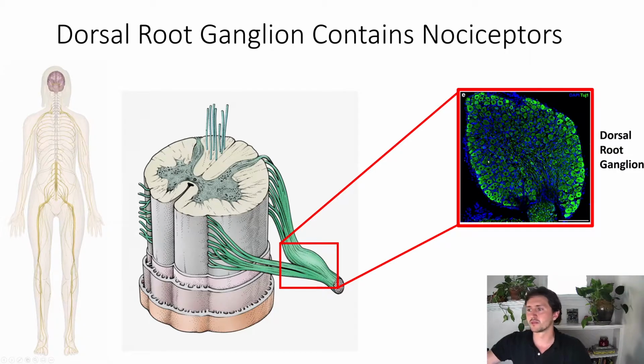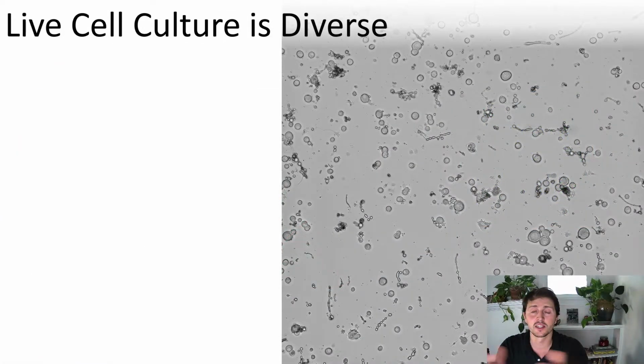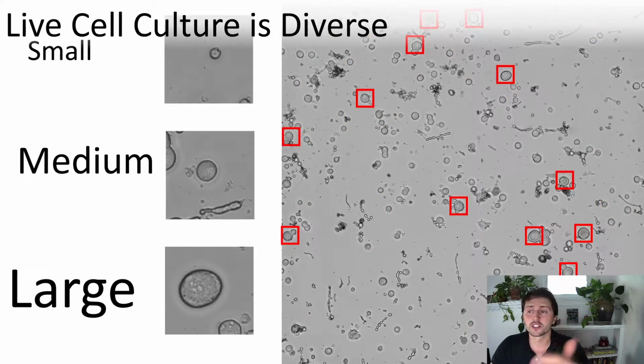Right here, I'm showing you a cross-section of the dorsal root ganglion. Each green dot is an individual neuron, but getting access to this three-dimensional structure is very difficult. So we turn to a technique where we create a primary cell culture. We break up this three-dimensional structure very gently, keep the cells alive, and plate them. We can see that the live cell culture is diverse. We have everything from small, medium, and even large-sized neurons.